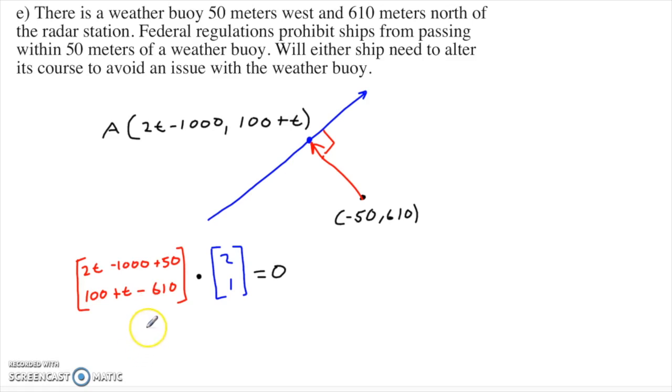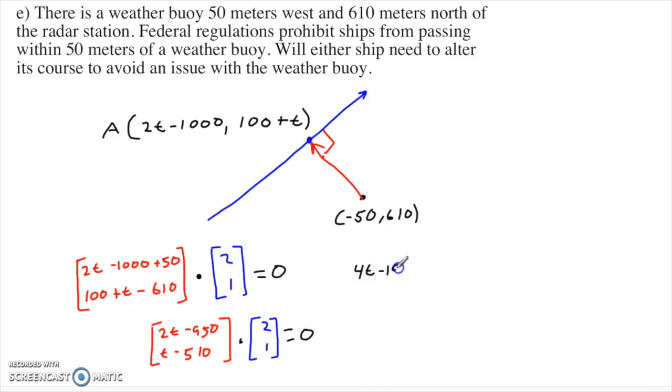We can simplify this a little bit, right? What do we have over here? Really, it's 2t minus 950 being dotted with t minus 510. And so we're going to dot that with our 2, 1, which doesn't change. And we simply set that dot product equal to 0. So when we do that, we get 4t minus 1900 plus t minus 510 is equal to 0. Well, that gives us 5t equal to 2410, and that gives us t equals 482.